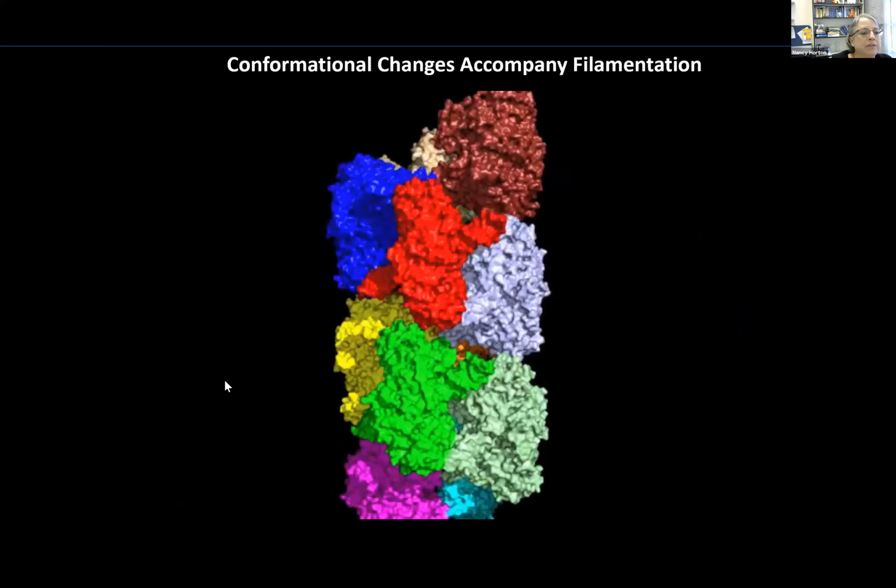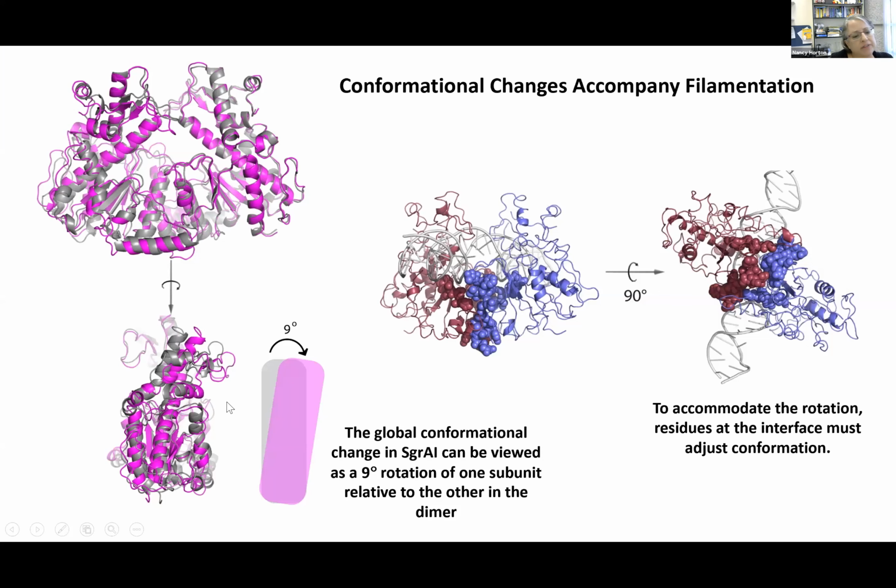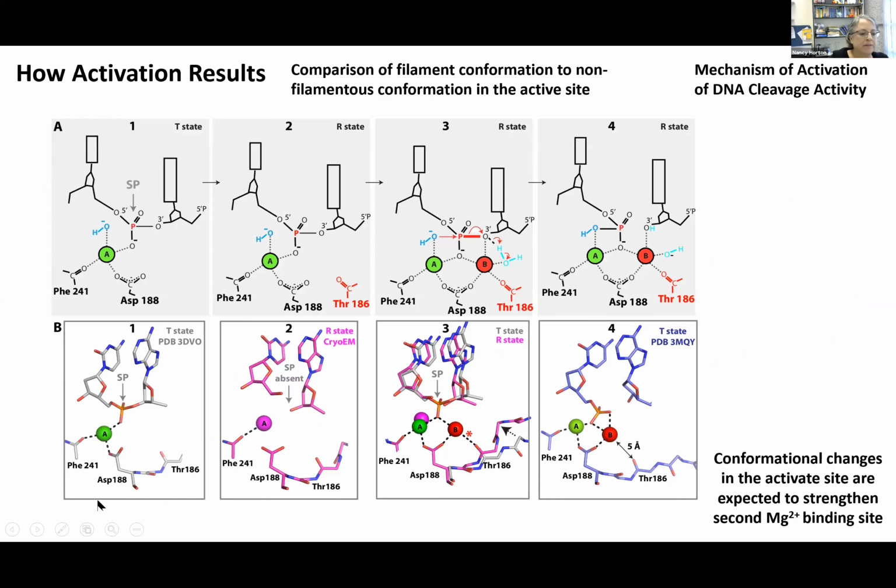Okay, so globally, this conformational change is basically a rotation of one subunit relative to the other by about 9 degrees. To accommodate that rotation, there are also changes in position of residues at the dimeric interface. And these residues lead directly into the active site, which we think impacts the activity of the enzyme.